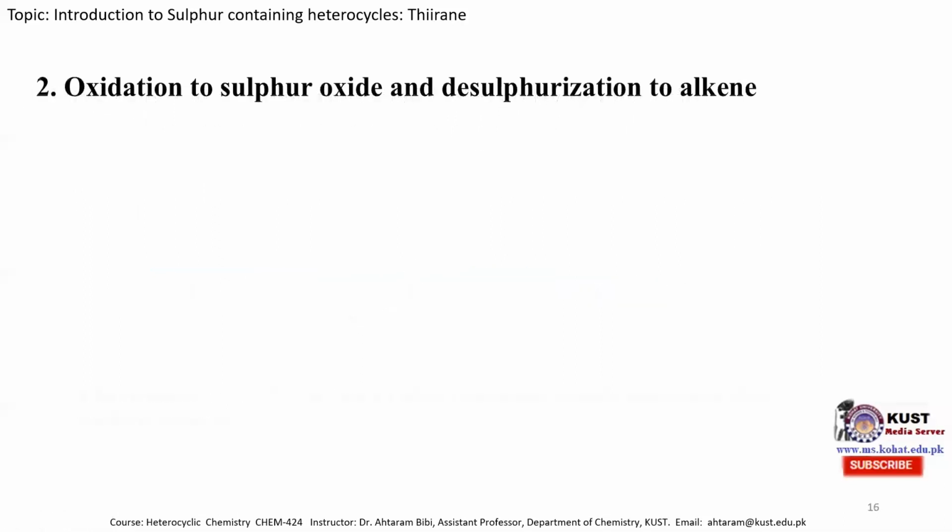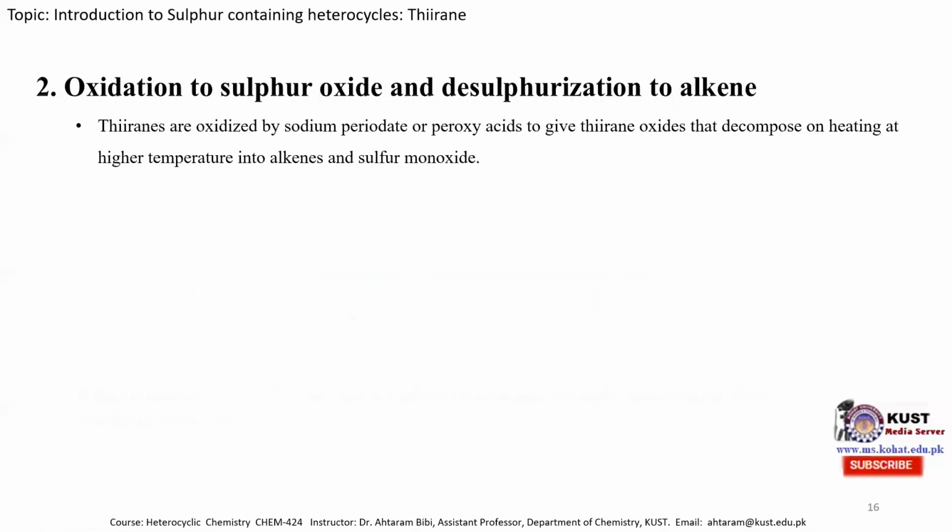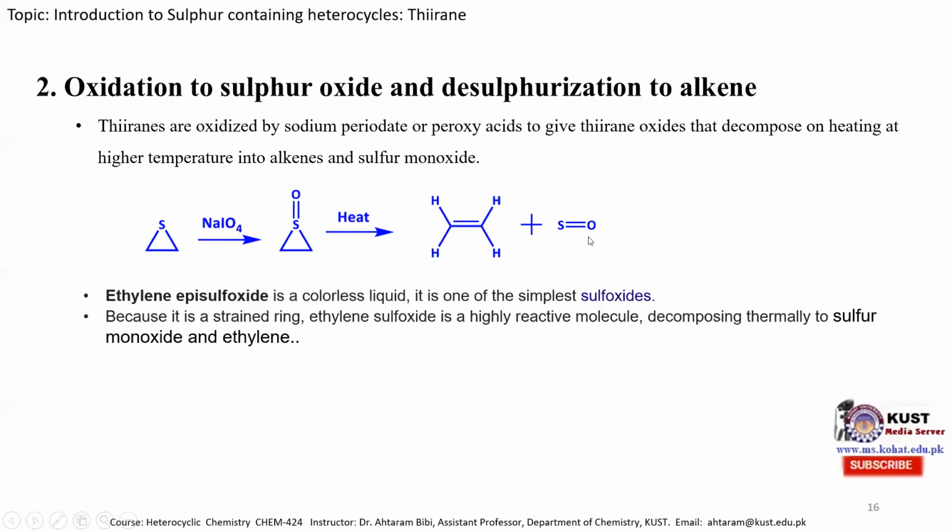The second reaction is oxidation to sulfur oxide and desulfurization to alkene. So thiiranes are oxidized by sodium periodate or peroxy acid to give thiirane oxide. They decompose on heating to alkenes and sulfur monoxide. One can see that this is thiirane molecule. When it is treated with sodium periodate or peroxy acid, it's converted to thiirane monoxide, and when it is heated, it produces the alkene molecule as well as sulfur monoxide molecule.